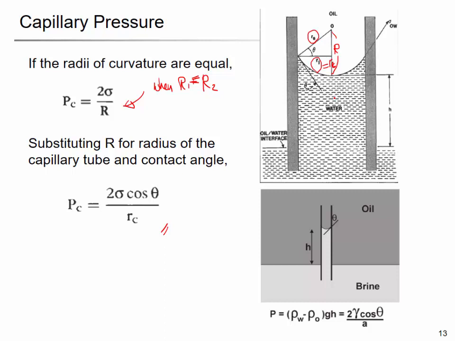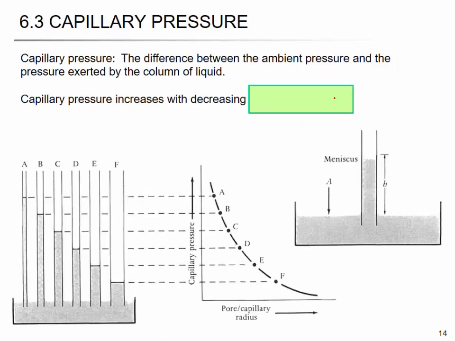Okay, let's move on. So capillary pressure increases with decreasing radius, right? Hole through diameter. When you look at these tubes with different sizes, A has the smallest diameter and F has the largest diameter, and the capillary pressure decreases with increasing diameter, right? It's very obvious.